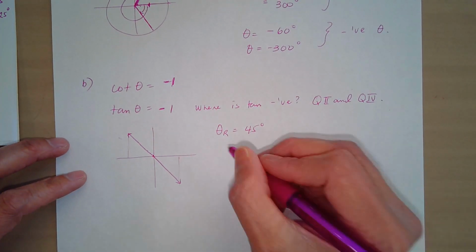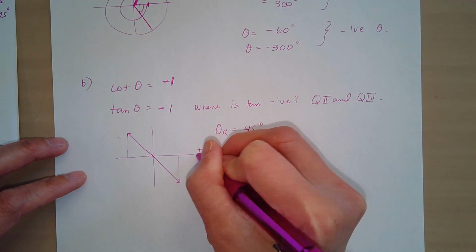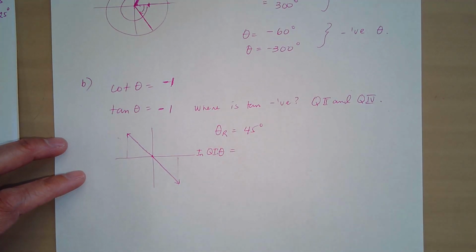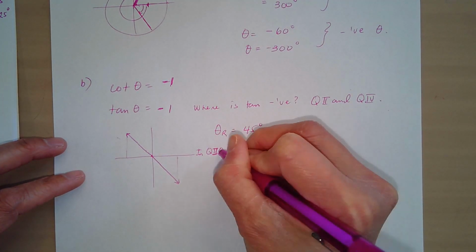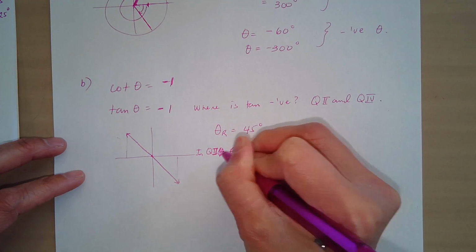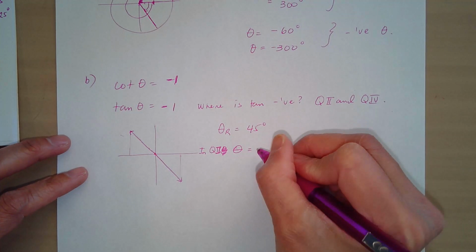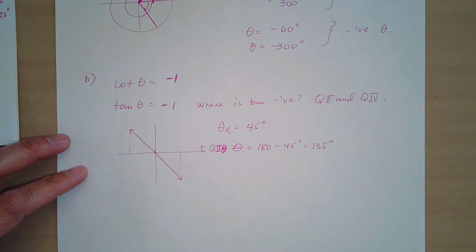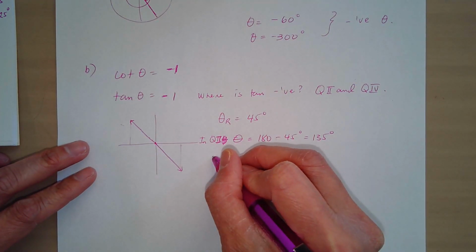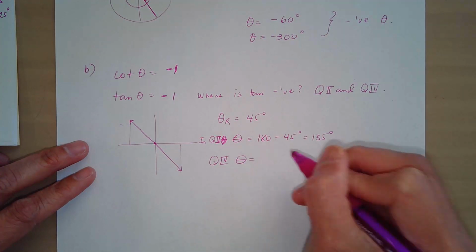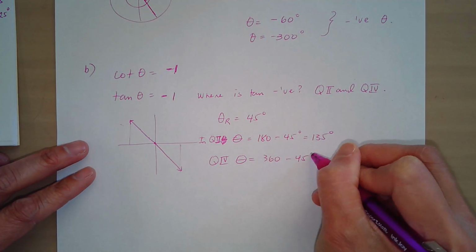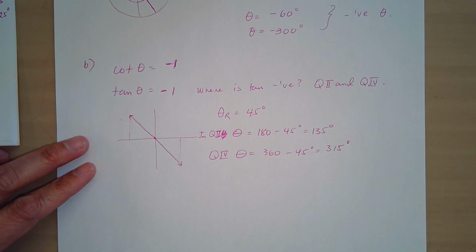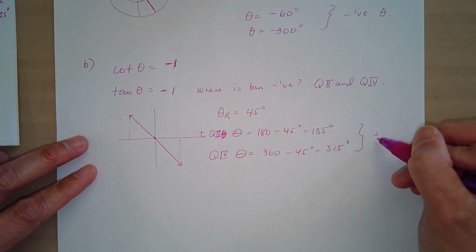So that means theta, not in quadrant 1, in quadrant 2, is going to be 180 minus 45, which gives us 135 degrees. And in quadrant 4, it's 360 minus 45 degrees, which is 315. These are the positive angles.